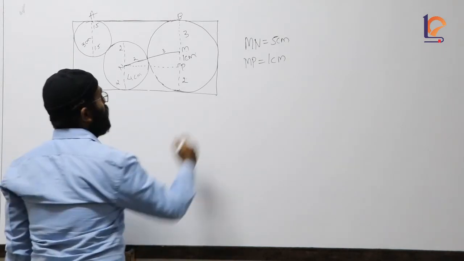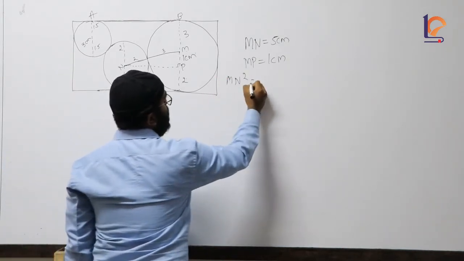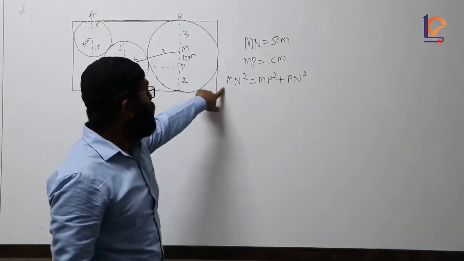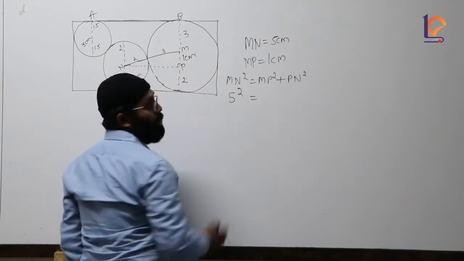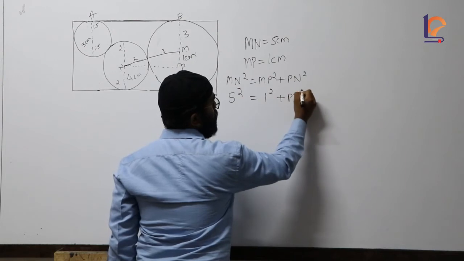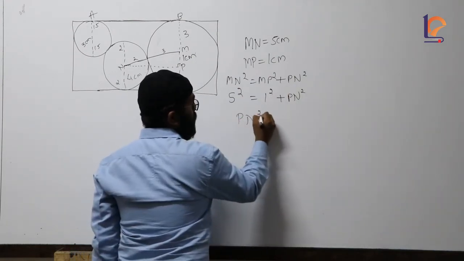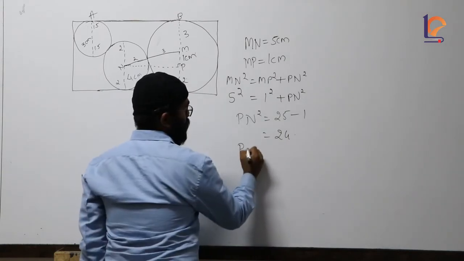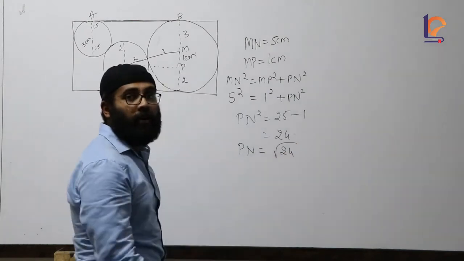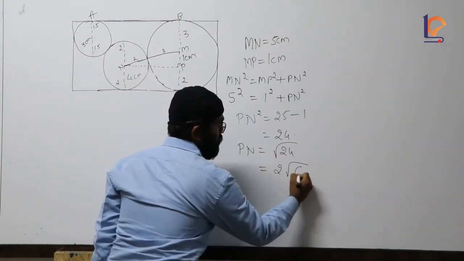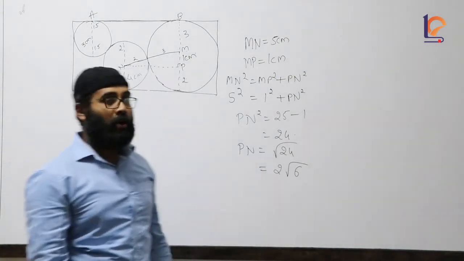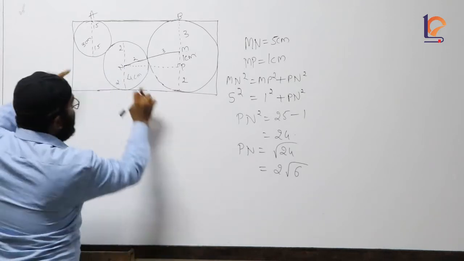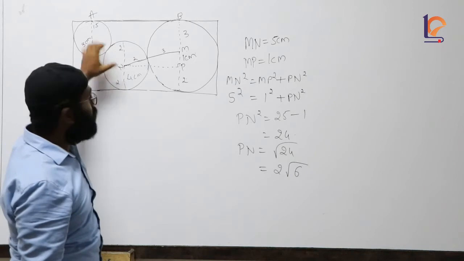So using Pythagoras theorem, MN square is equal to MP square plus PN square. So we know that MN is 5, so 5 square is 1 square plus PN square. PN square will be 25 minus 1, which is nothing but 24. PN is equal to square root of 24, which I can write as 2 root 6. So you got to know the value of PN. This is part of AB, so I need to find the remaining distance. For that, we can use the other two circles in a similar way.